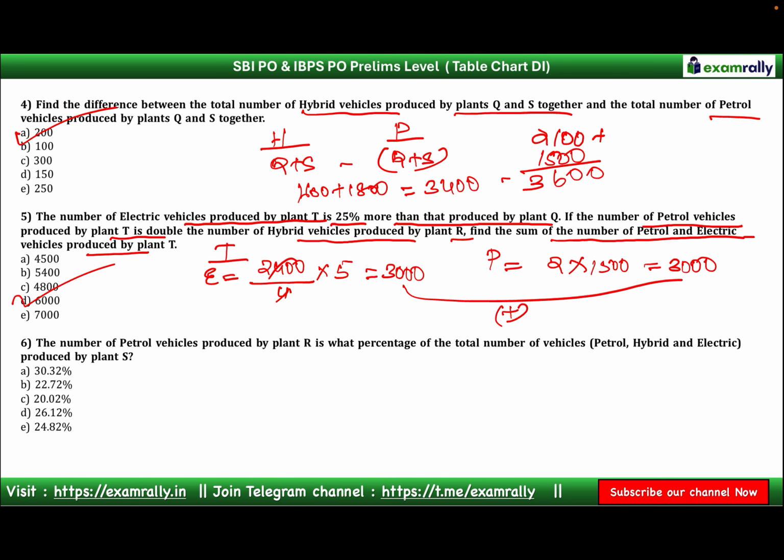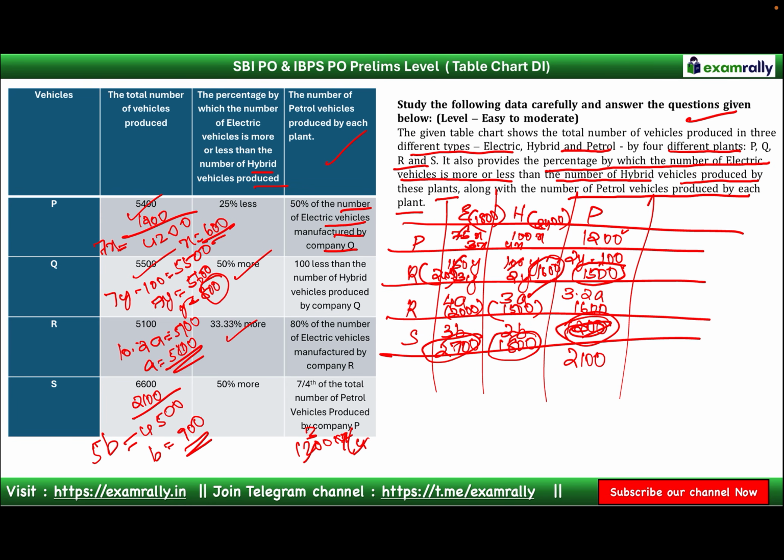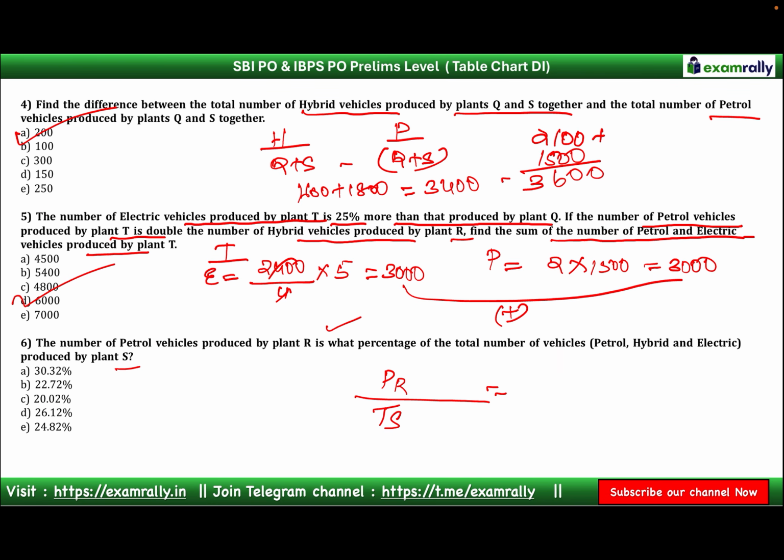The petrol vehicles produced by R is what percentage of the total number of vehicles produced by S? Here also a different plant is given. Petrol produced in R is how much? 1600. Total of S is 6600. So 1600 is what percentage of 6600, which will be equal to, after cancelling 2, 800 by 33. 800 by 33, how much will you get?